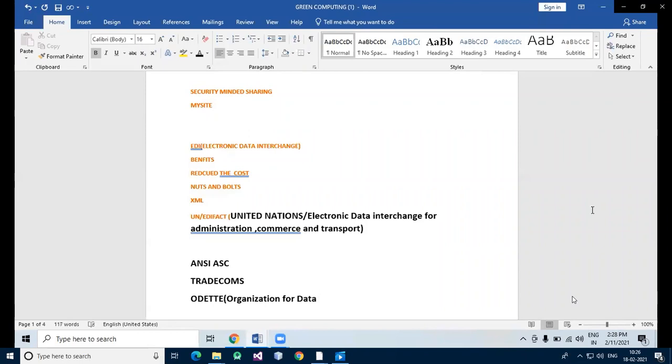For data exchange, organization for data exchange by transmission in Europe. So this is the full form of ODETTE. Okay, so in Europe.